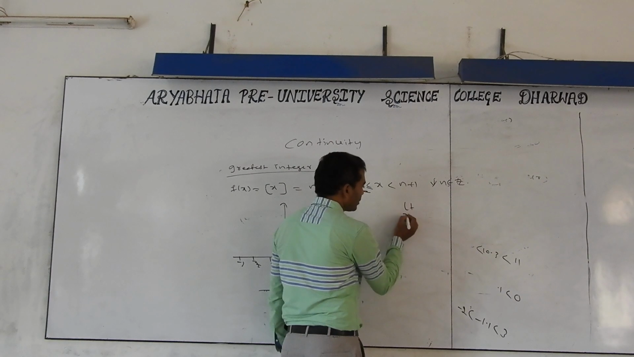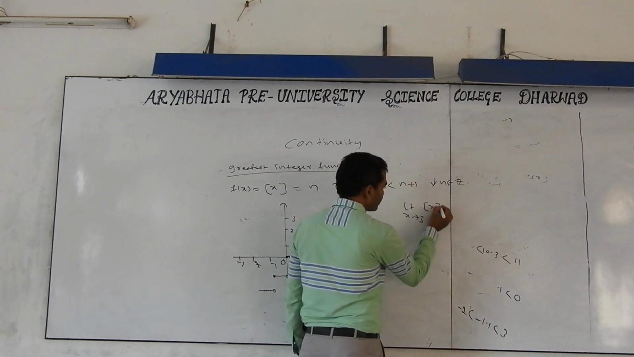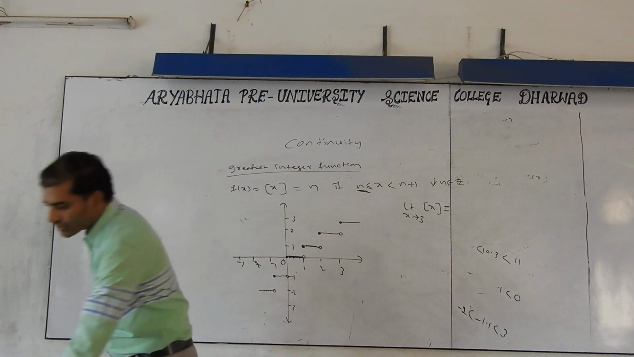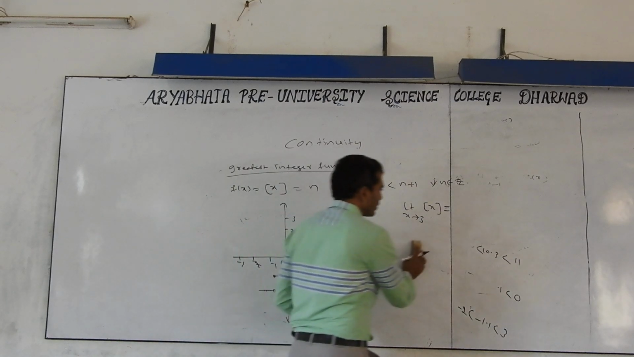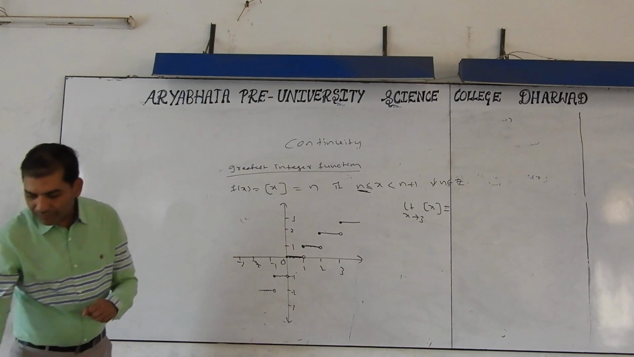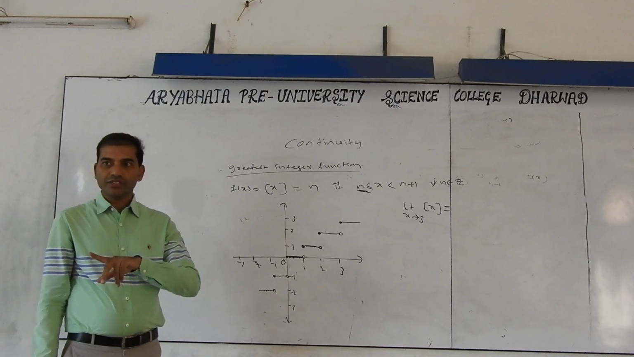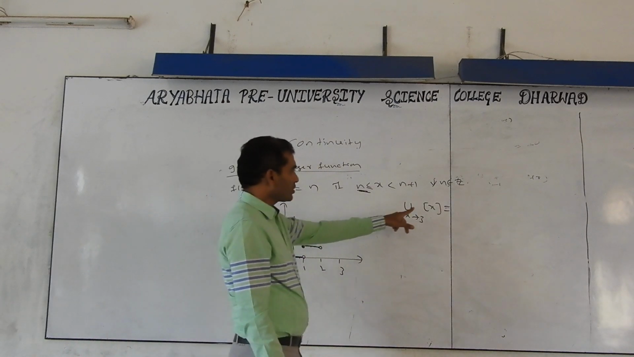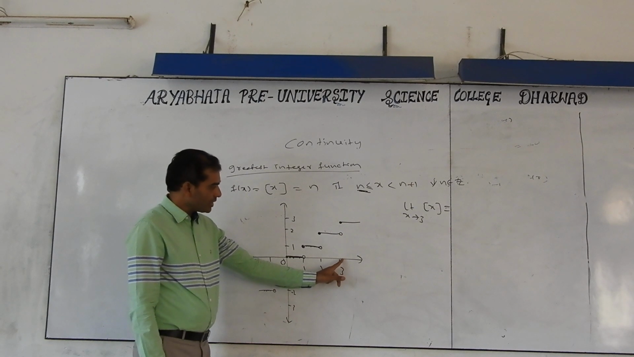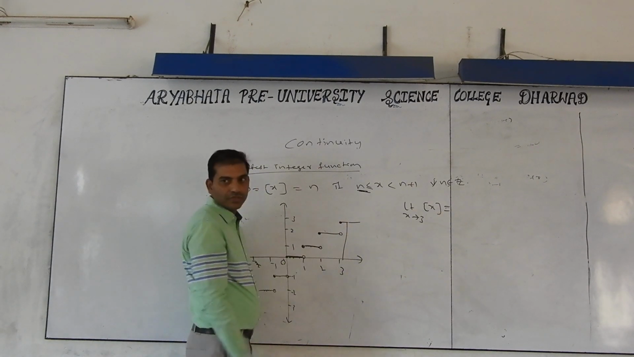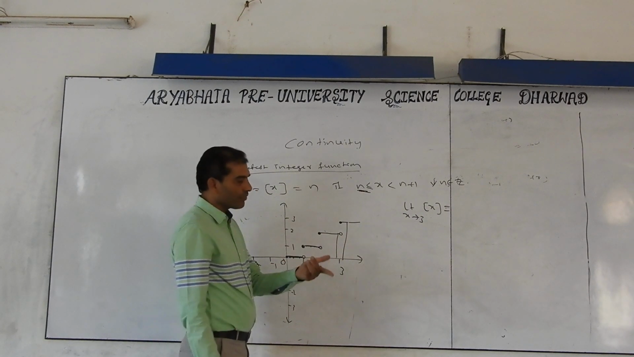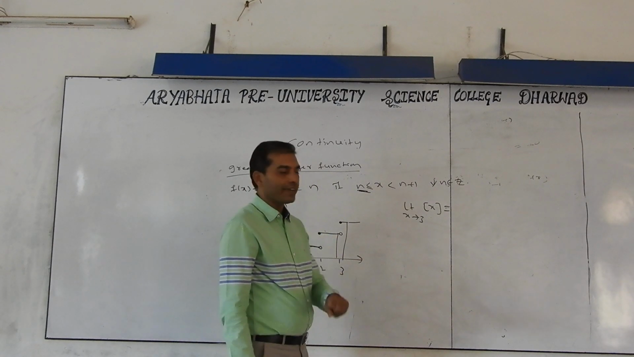Coming to limit, x tends to 3 of step x. How to find the limit of x tends to 3 of step x? First, while finding a limit, I said a very important point: whether the function is changing or not at that point. So at 3, is step x changing or not? Right neighborhood is this, left neighborhood is this. So it is changing. Therefore, we should find the left limit and the right limit.